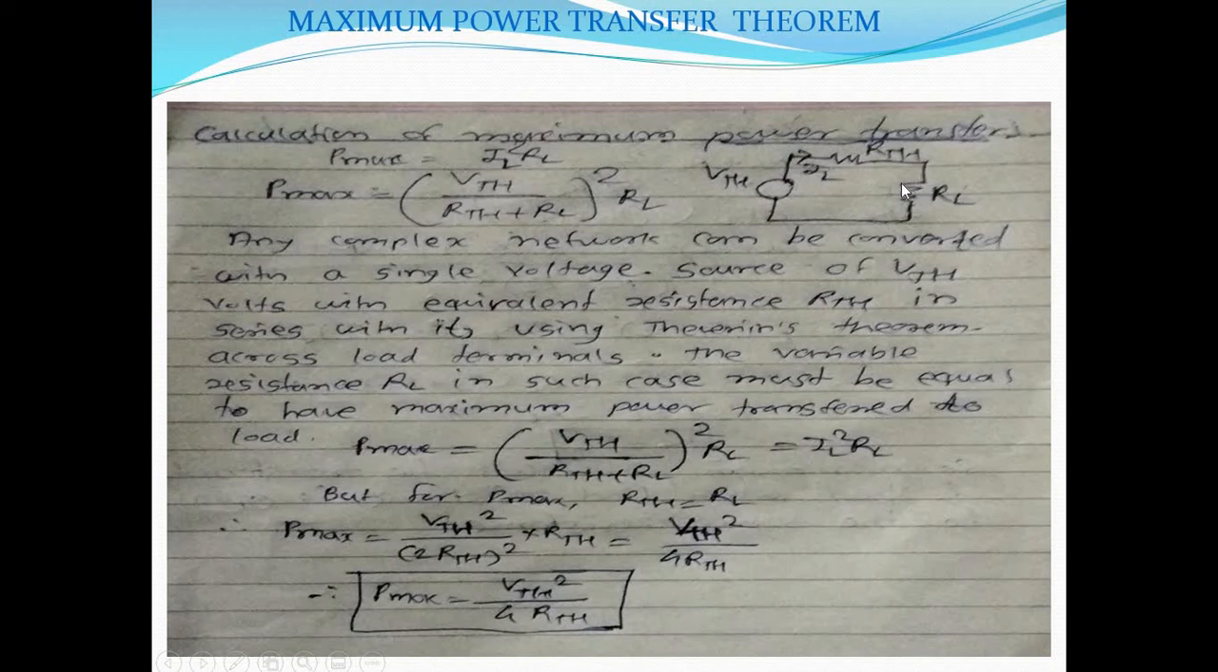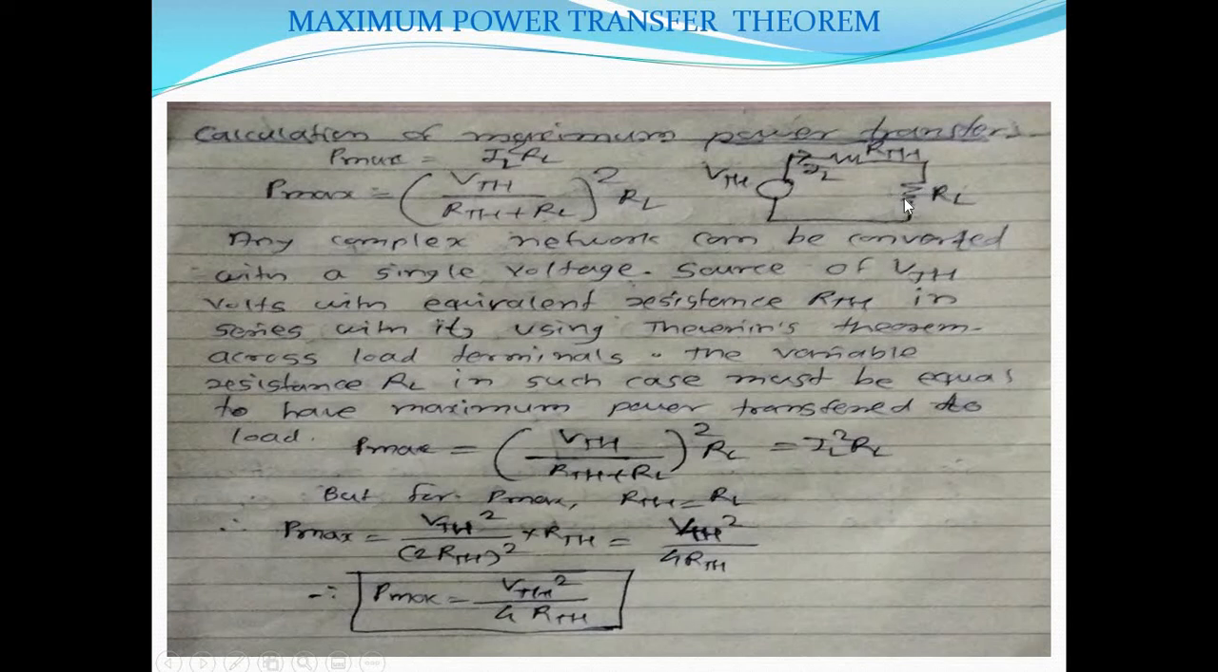So Rth and RL are connected in series with Vth, and IL is the current flowing through the load resistance. So Pmax is equal to IL² RL. We can write IL is nothing but Vth upon (Rth + RL), whole square, into RL. So any complex network can be converted to a single voltage source, that is a source of Vth volts with equivalent resistance Rth in series with RL, using Thevenin's theorem across the load terminals.